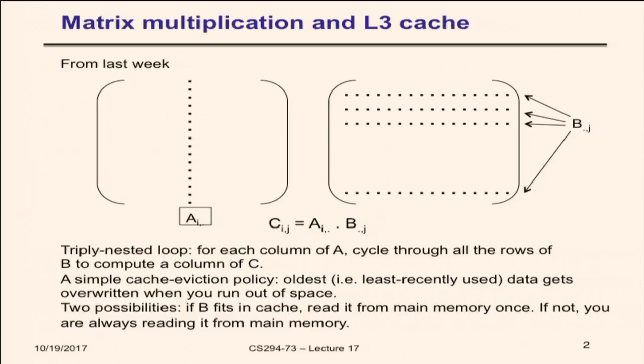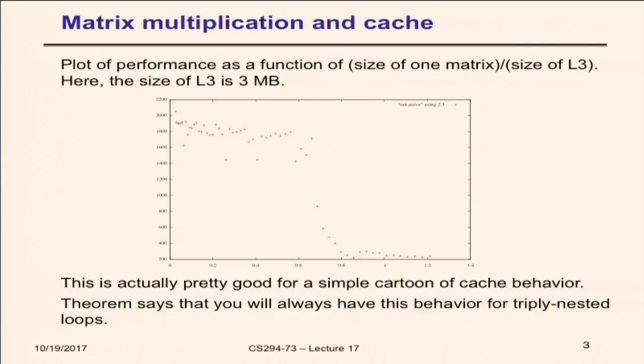So if it fits in cache, everything is great. You read it from cache all the time. If it doesn't fit in cache, you're reading from memory over and over again all the time. There's really not much of an in-between. So let's see how well this actually works. What I did is I took my version of the example on my laptop, and what I'm plotting, this axis here, is the performance measured in megaflops per second.